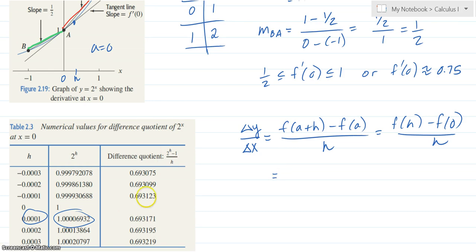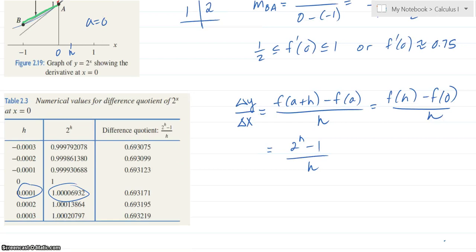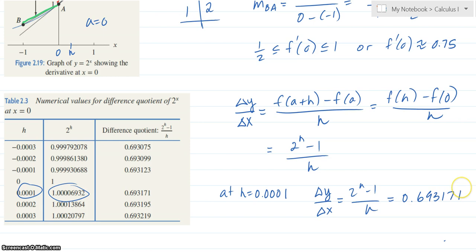So what they did here in this last column, they just figured out 2 to the h is f of h. And then f of 0 we saw here was 1. So that way we can look at this in general, numerically. So when I plug in the value here, at h being 0.0001, we get that the delta y over delta x, this quotient, 2 to the h minus 1 over h, is equal to 0.693171.